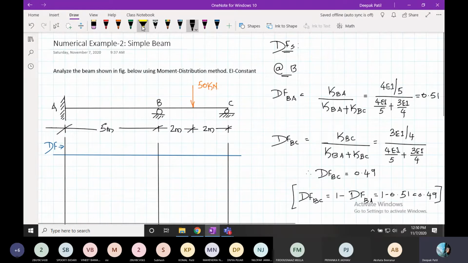So first what we'll do, let us first find out the distribution factors here.